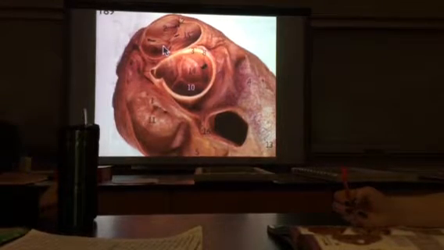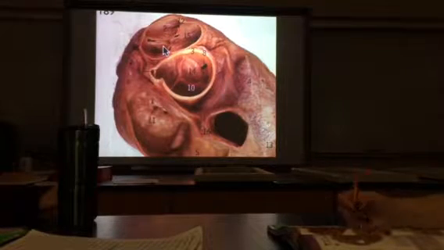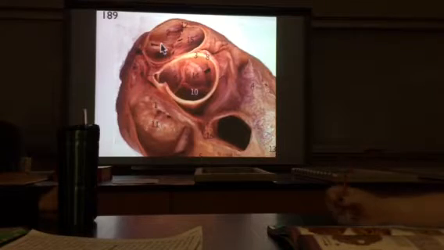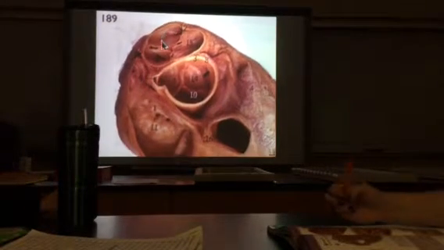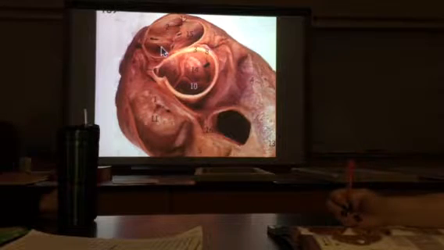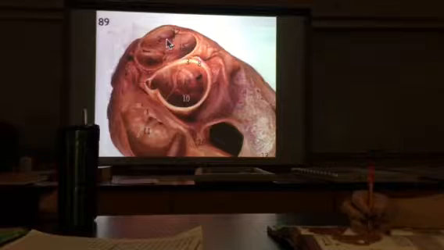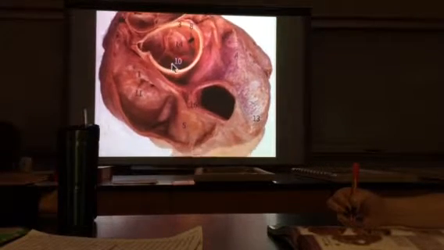And now both of these valves have 3 cusps. In both valves, there's a left cusp and a right cusp. But in the pulmonary semilunar valve, it's left, right, and anterior for the cusps. So just note that there's a left cusp and a right cusp and an anterior cusp. Whereas in the aortic semilunar valve, it's left, right, and posterior.